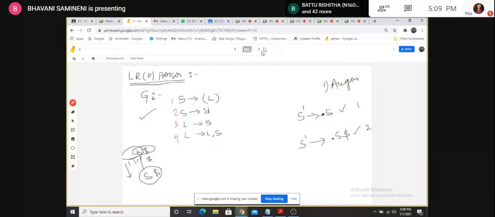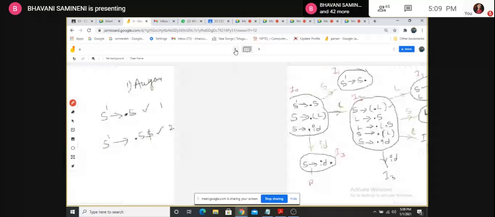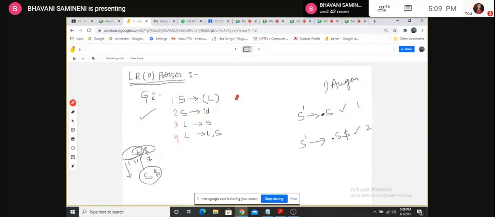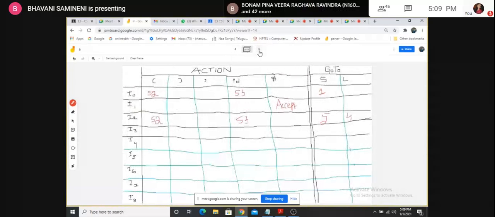So see here, in this state, S derives ID. Which production is it? This is the production S derives ID, the second production, no? So you have to place the reduce action, and which one? R2 you have to mention. So here I'll write it corresponding to I3.